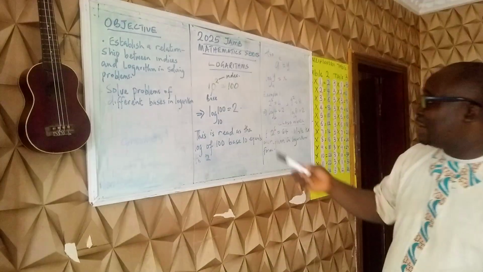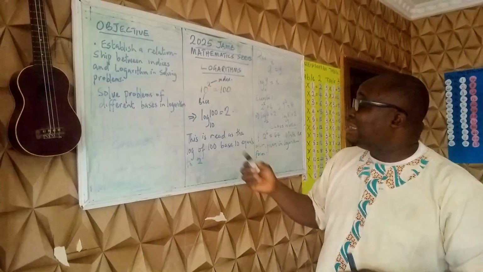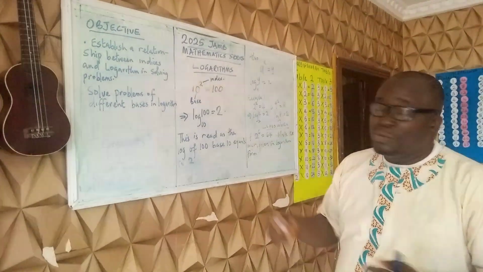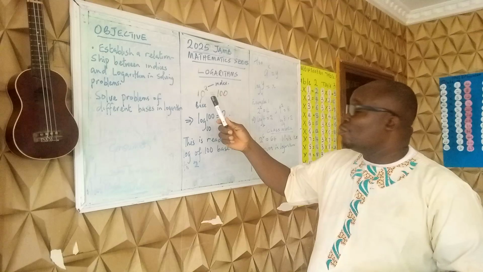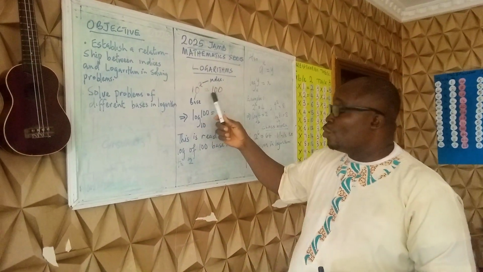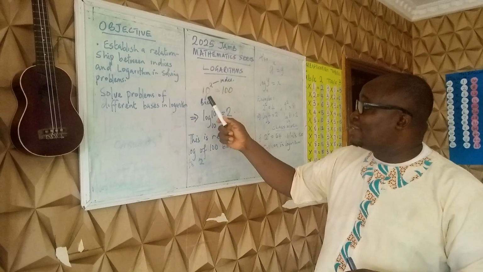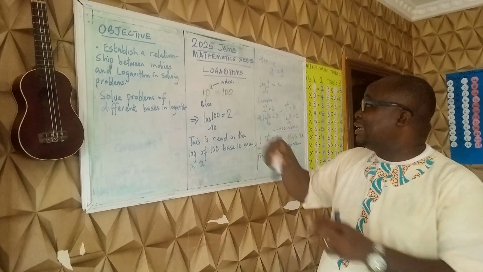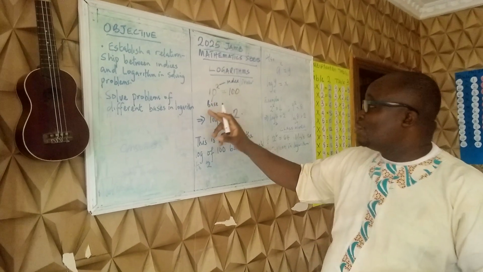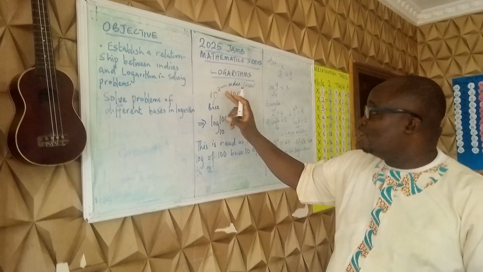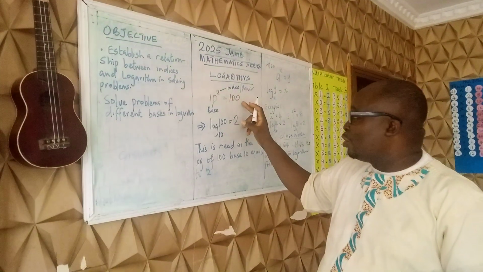So the very first one, I'm trying to recap what we did yesterday. It was clear when we started this. We said, when we say 10 raised to the power 2, which is 10 times 10, is equal to 100. And we established that this 10 here is called the base, while this here is called the index or the power. So when we want to read this, we say 10 raised to the power 2 equals 100.